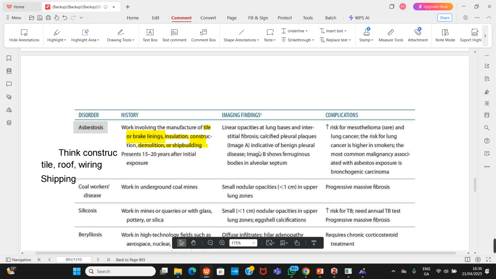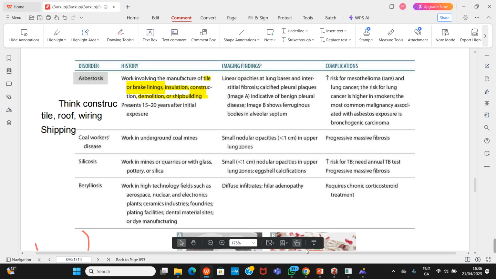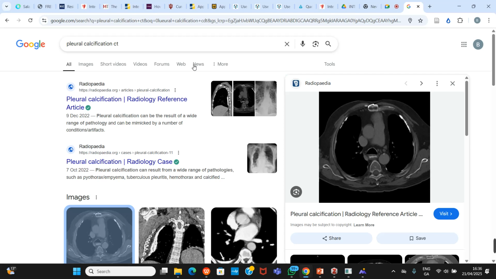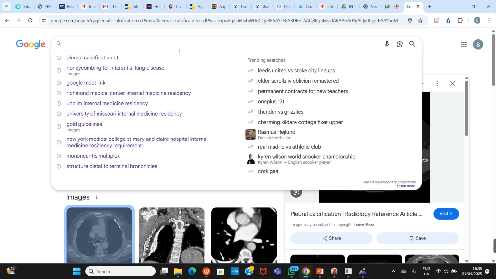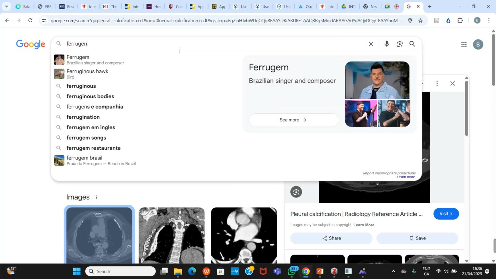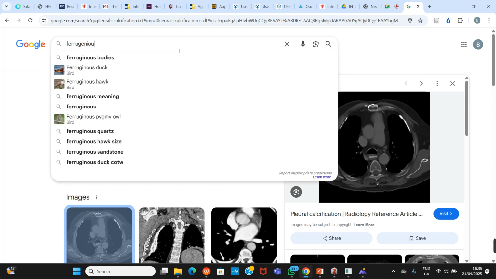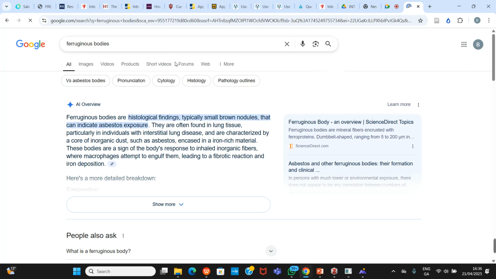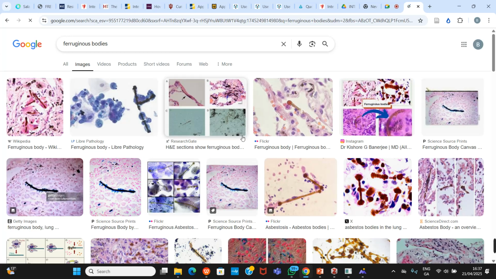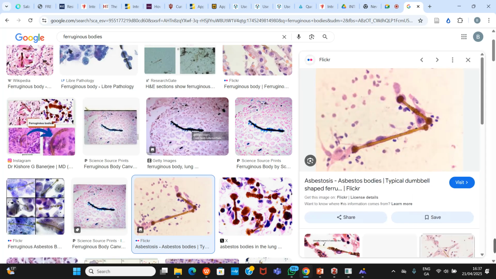And if we do a lavage, we are going to stain for the ferruginous bodies. These are dumbbell-shaped, iron-containing bodies that are visible using the Prussian blue stain. Let me show what it looks like in case they show us in our exam. Ferruginous body. It's very classic for asbestosis. It looks greenish, golden brown. These are the ferruginous bodies. This is what it looks like.